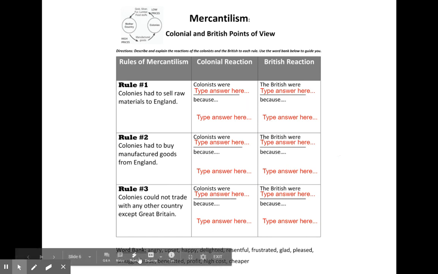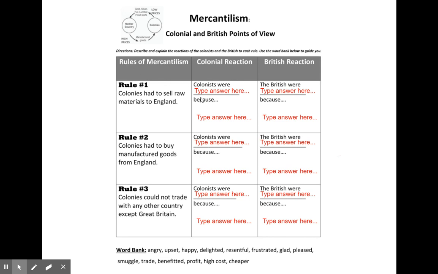Colonists were, and then I want you to go down to the word bank down here and use one of the words. Are they glad? Do the colonists like mercantilism? And then tell me why. Just give me very simple, quick reasons. So colonists were, so an example, are they happy about this, upset, angry? They're kind of upset. You could put resentful, frustrated, and explain yourself. So it better be a negative word for this.